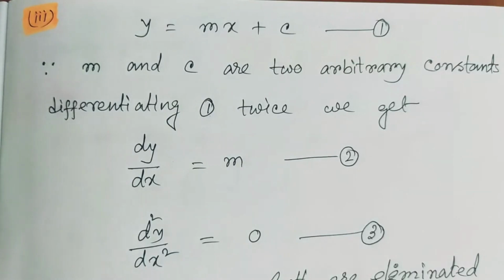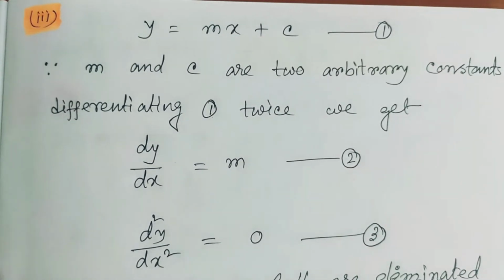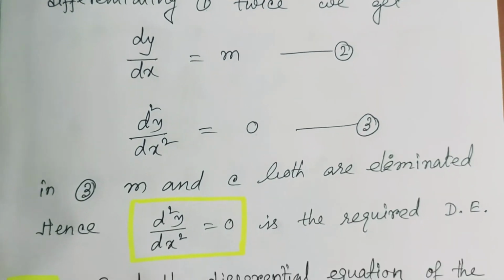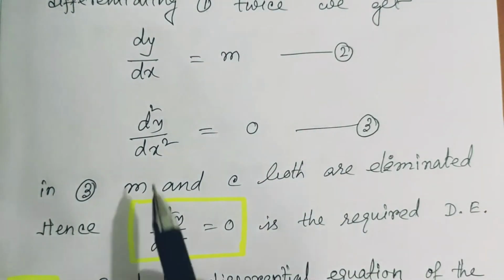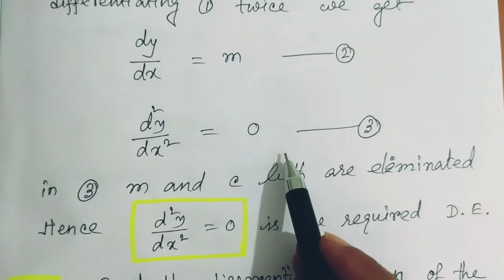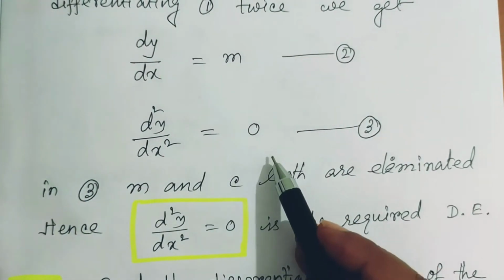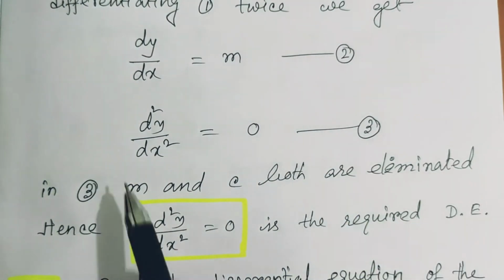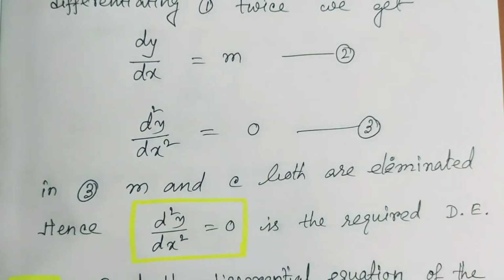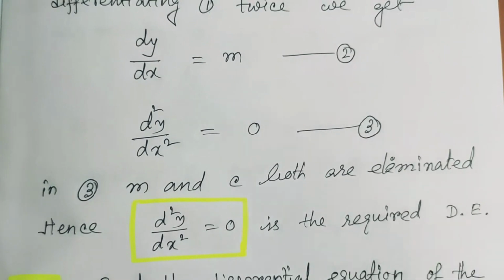So now it is the third case. In y is equal to mx plus c, m and c both are arbitrary constants. As two arbitrary constants are there, that's why we have to differentiate twice. So the first time derivative, we know, is dy by dx is equal to m, and when we do the second order derivative, then it is d square y by dx square is equal to 0. So look, this equation is independent of m and c both, so we can say this one is the differential equation. Here it is not required to eliminate c and m because they are already eliminated. So this is your required differential equation.